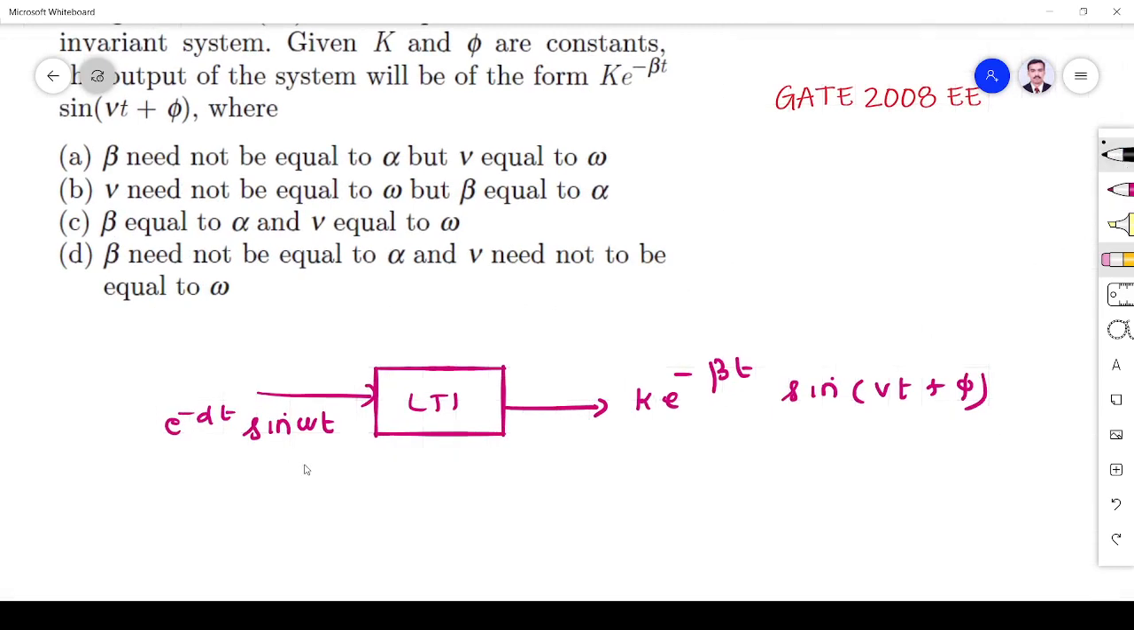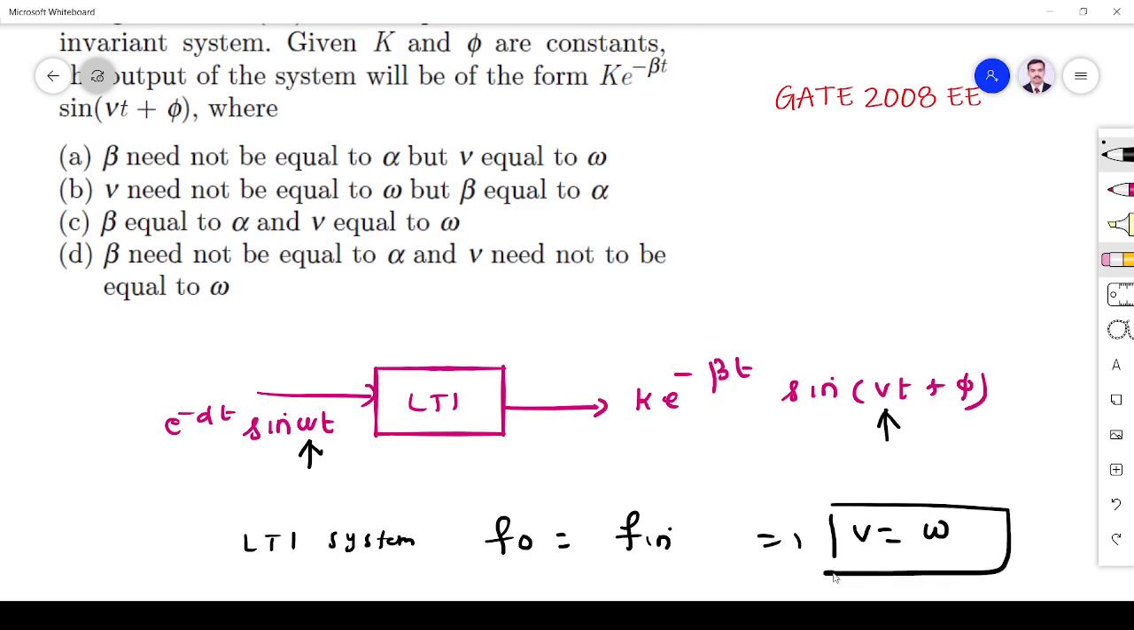See, whenever any signal is transmitted through an LTI system, the output should have the same frequency as the input. That is the first step. In an LTI system, frequency of output is equal to frequency of input. So here the frequency of input is omega, and the frequency of output is v. This implies v must be equal to omega. That is the first condition.